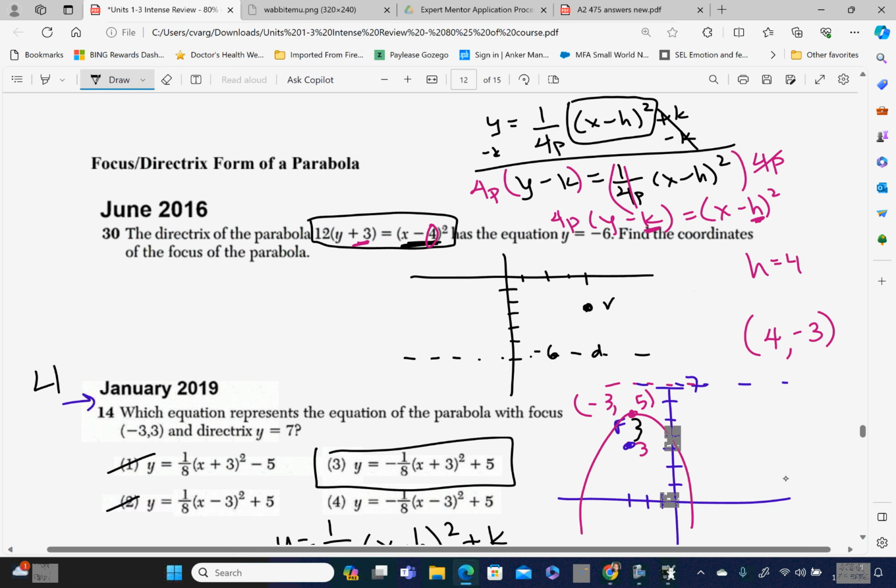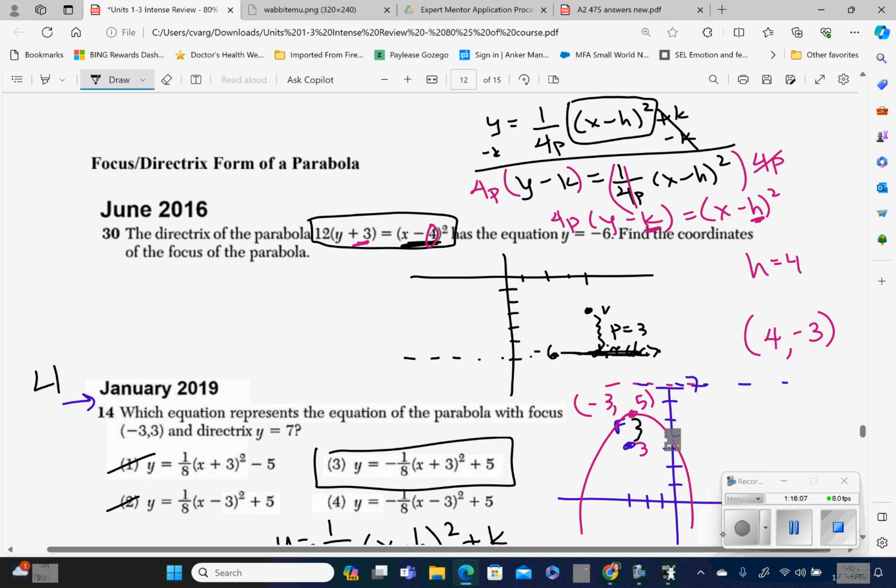So I have my directrix and I have my vertex. Okay. All right. So this is a good sign. So we're actually low-key almost done, right? Here's my directrix at negative 6. So this is 3 away.